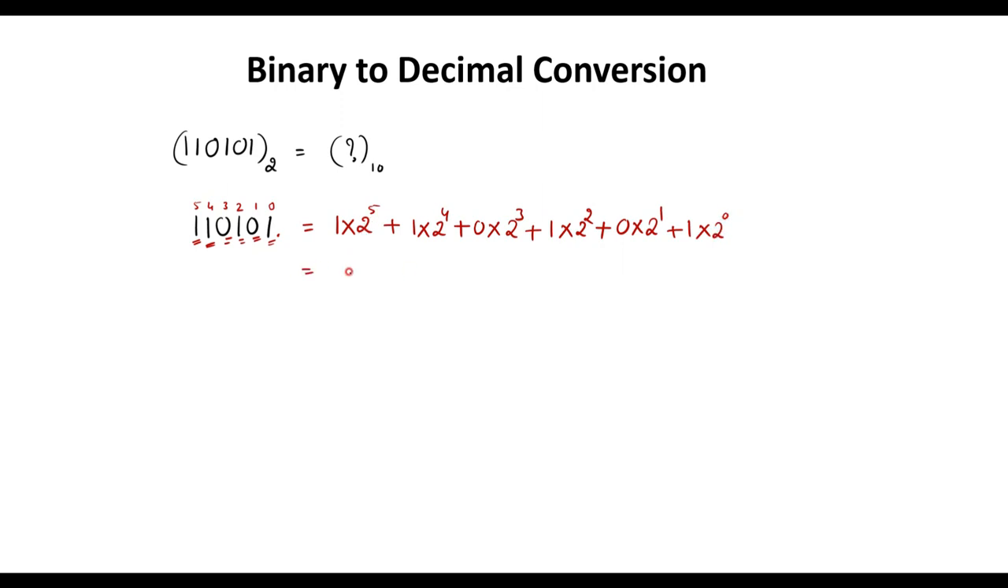Let me simplify. 2 power 5 is 32, plus 2 power 4 is 16. This value will be 0, plus this value will be 4, plus this will be 0, plus 1. Summing this, we will get 53. Therefore, 110101, which is in binary, the equivalent decimal value is 53.